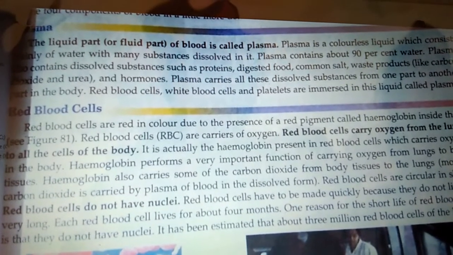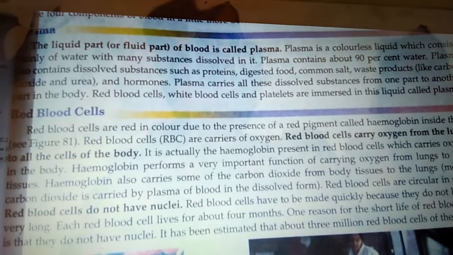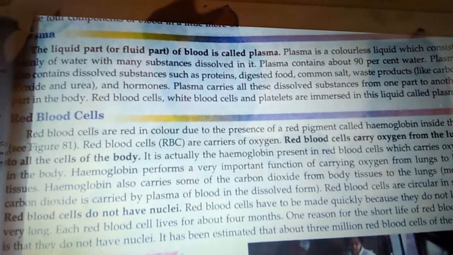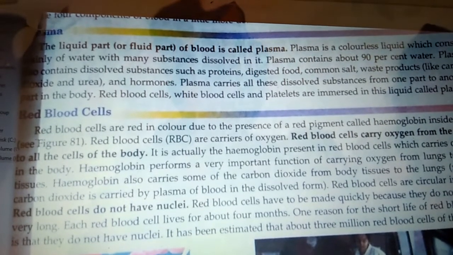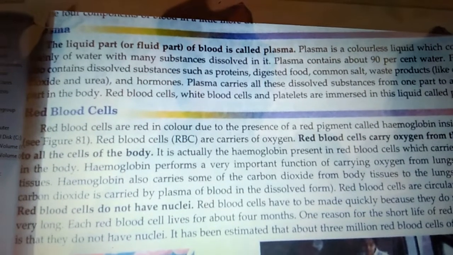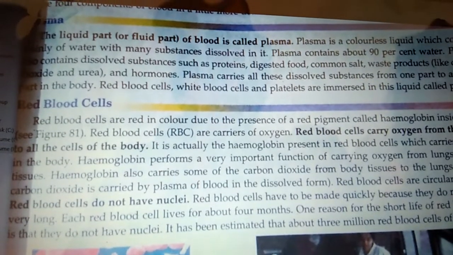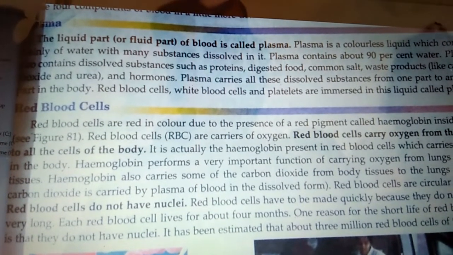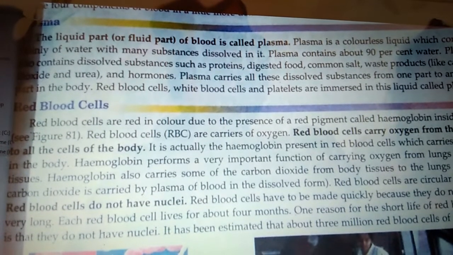RBCs are biconcave in shape, and RBCs do not contain mitochondria. RBC में mitochondria नहीं होता है. RBCs basically carry the oxygen and they are biconcave in shape. Red blood cells do not have any nucleus also. They do not have mitochondria. They are biconcave in shape. They carry the oxygen. They contain the red color pigment called hemoglobin.